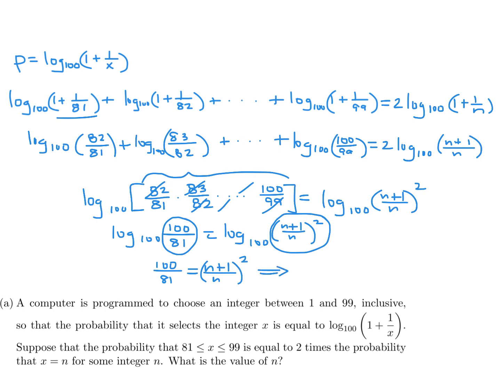That's really nice because those are perfect squares. So if you take the square root, you just get 10 over 9 is equal to n plus 1 over n. And we are almost done. Just cross multiply and you get 10n is equal to 9n plus 9. And therefore, n would be equal to 9.